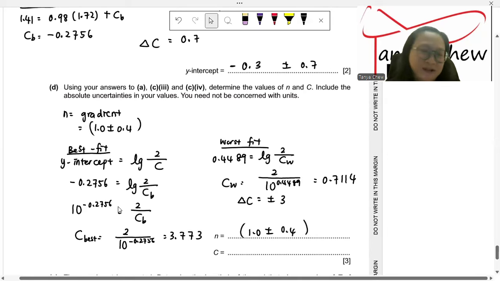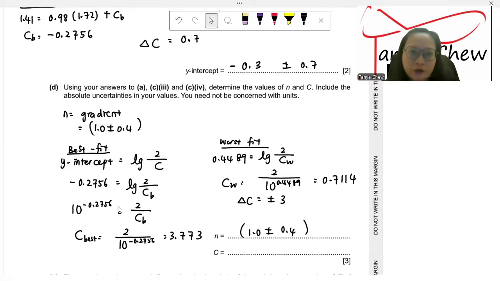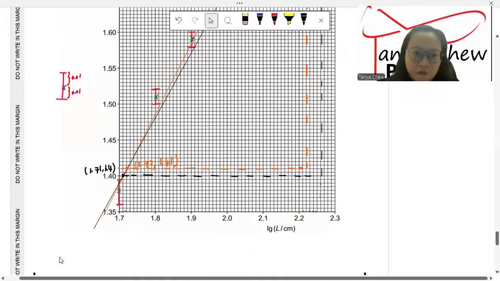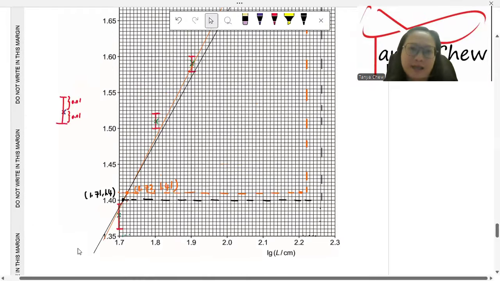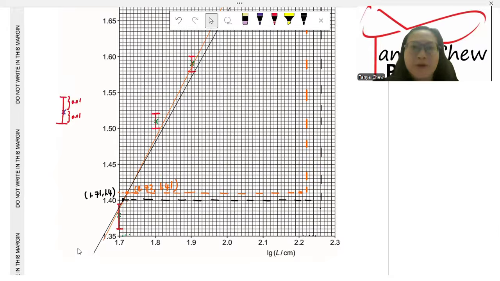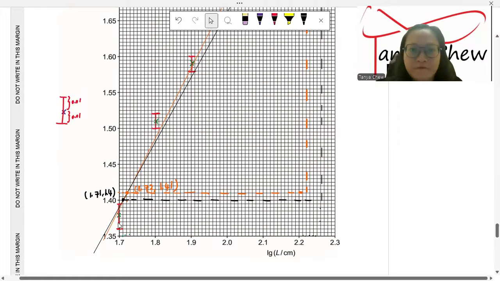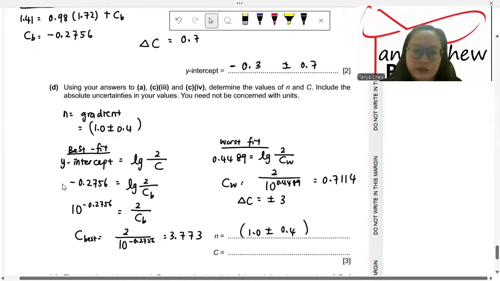Because I didn't print it out, I did it digitally, so my values would not be that accurate. But in this video, I'm just giving you the idea of doing it. Your values would definitely be different from my values. Look at the graph that I plotted. It might not be as accurate as the one that you plotted on your paper. So I'm giving you the idea of doing it.